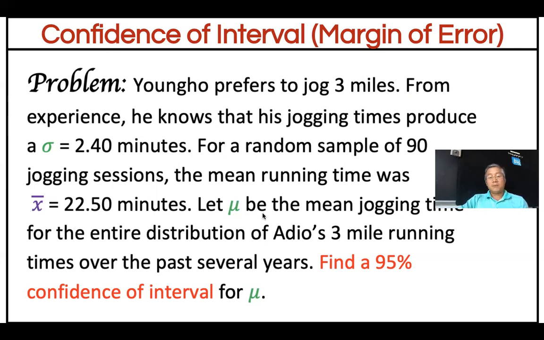So let the mean be the mean jogging time for the entire distribution of Young-ho's 3-mile running times over the past several years. Find the 95% confidence interval for the mean. You know, the confidence interval, how do you get it? Mean minus 2 standard deviations through mean plus 2 standard deviations, right? So we are done.